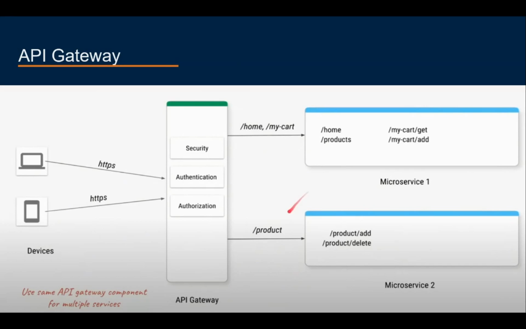API gateway can handle hundreds of tasks involved in accepting and processing up to hundreds of thousands of concurrent API calls. It's a pretty robust service from Amazon.